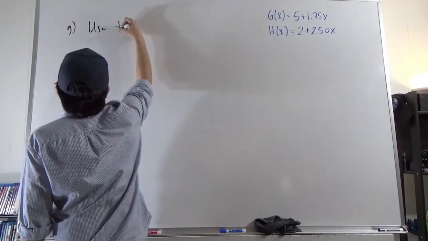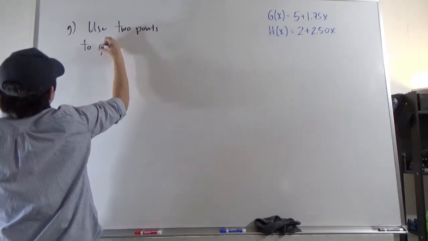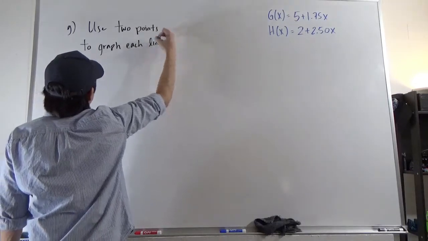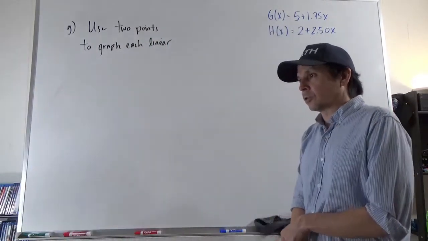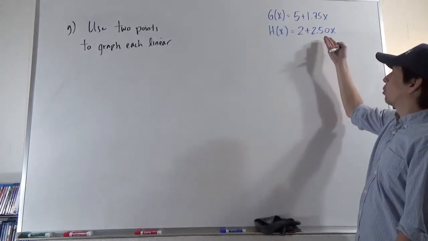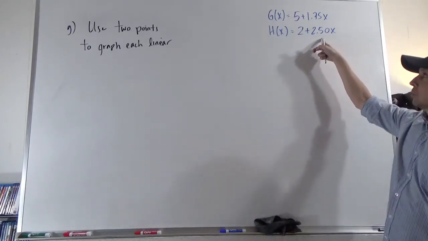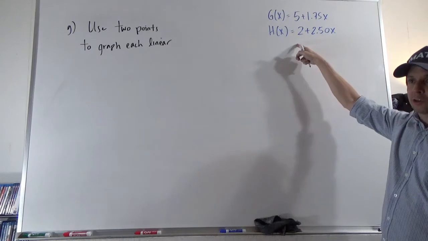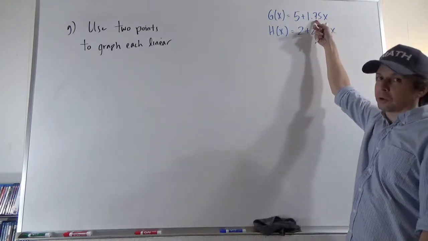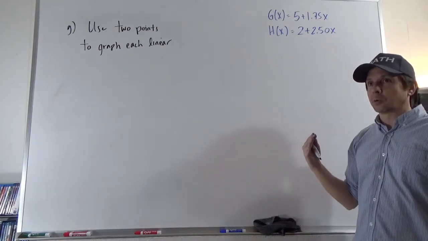Use 2 points to graph each linear function. Now am I making you do this for this homework? Yeah, you're going to be graphing, and because these are linear functions, they're going to be lines, because they're of the form mx plus b. They're just written in different order, but your slope is 2.50, and your y-intercept is 2. But it's going to be hard, for instance, this slope is 1.75. It's hard to go up 1.75 and then over 1 on a graph.